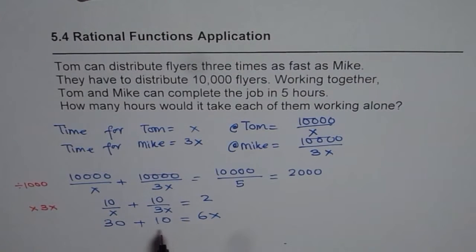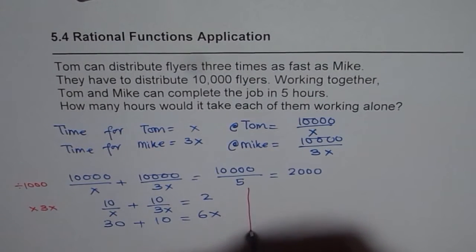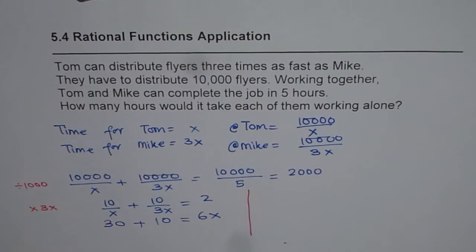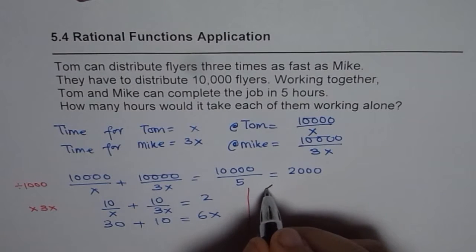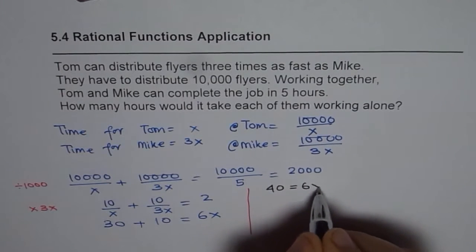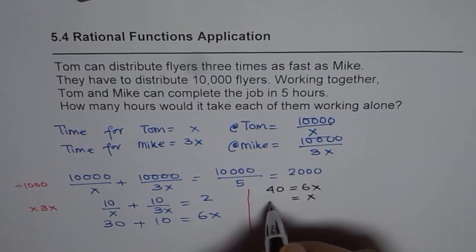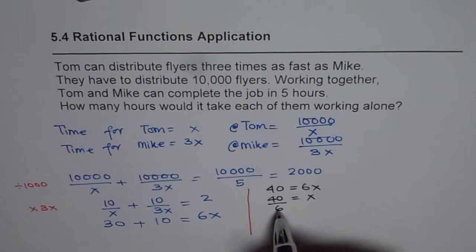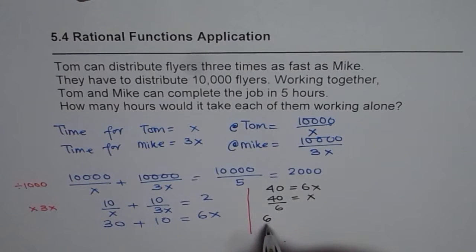So this equation says 40 equals 6x. Let me write it down here. So we get 40 equals 6x, and we can find x from here, which is 40 divided by 6. 40 divided by 6: 6 times 6 is 36. We're left with 4. So 6 plus 4 over 6, correct? 4 over 6. That is the value of x in hours.